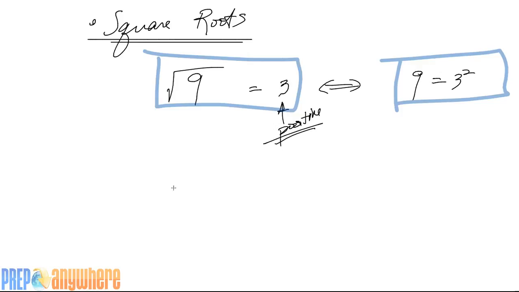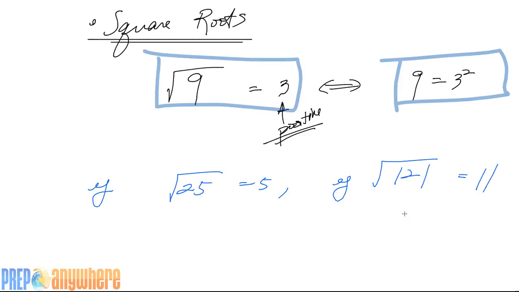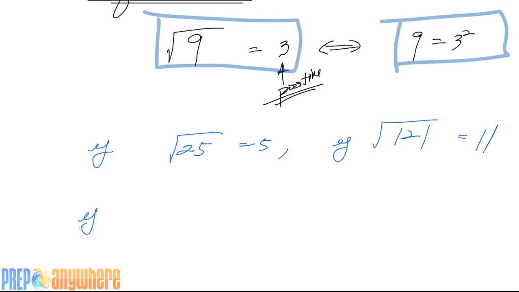Okay, let's try one more. What's the square root of, let's say, 25? 5. Okay, one more. What's the square root of 121? 11. Ooh, good. 11 squared is 121. So you guys know this, right? Isn't it basically: what times what equals that?